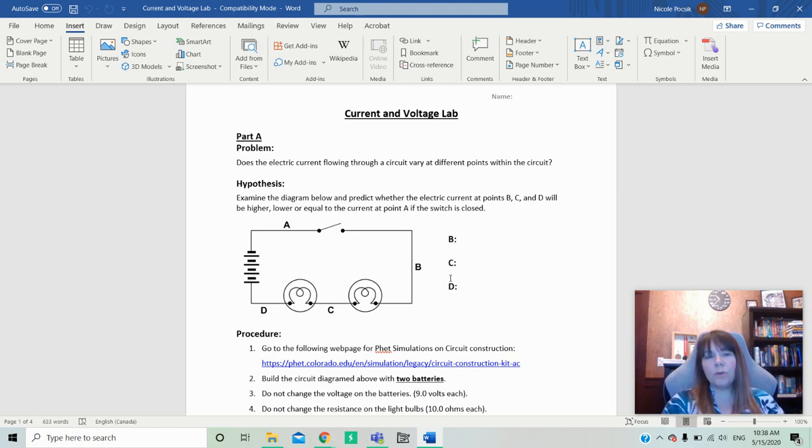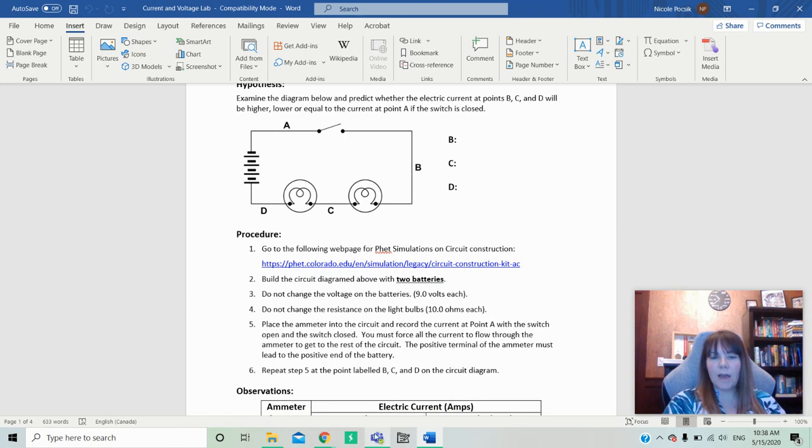What I would like you to do is make a hypothesis. You are going to predict whether that current at points B, C, and D will be higher, lower, or equal to the current at point A. So here is point A. If current is running through point A, will it be equal, lower, or higher as B? Will A be equal, lower, or higher than C and D? So you're going to make those predictions right now before we even start the lab. What do you predict? All right.